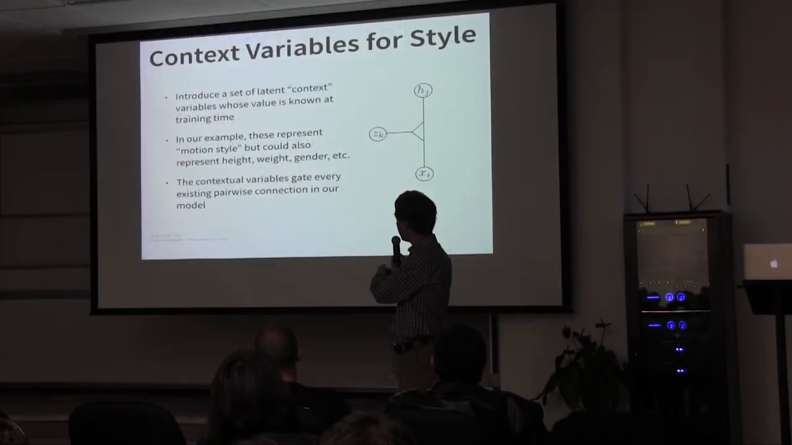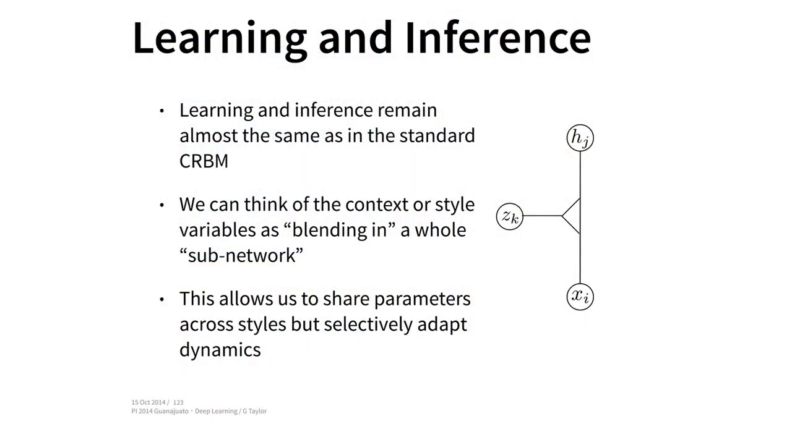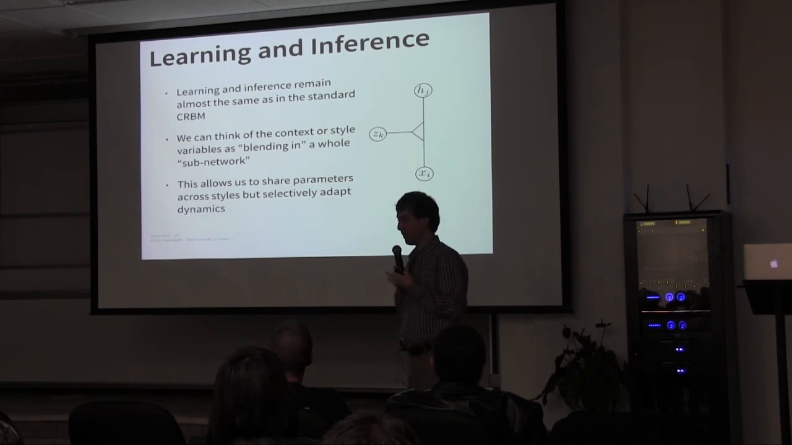Okay, so the contextual variables are basically gating every set of weights. I'm showing you a single weight between a style variable, a hidden variable, and a visible variable, but we have one of these weights or connections for every single triplet of these variables in our system. Basically, we can think of these style variables as blending in a new network, and we can share parameters across styles, and we don't really need to change the inference or the learning algorithm.